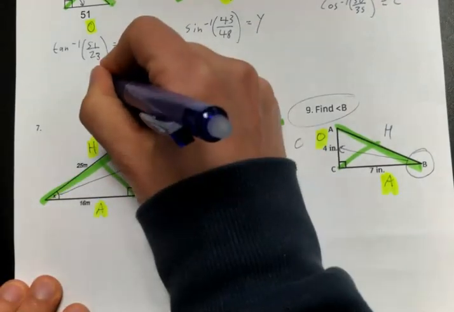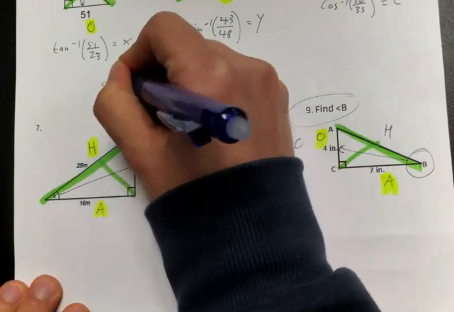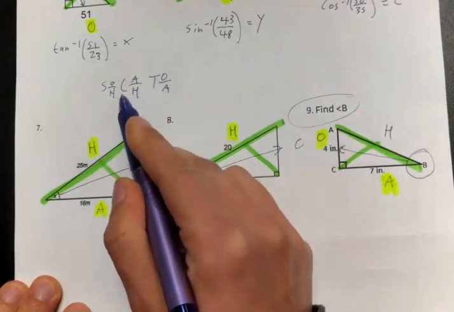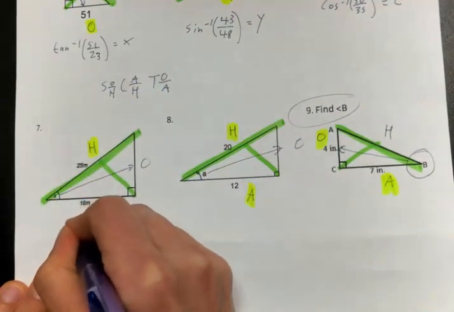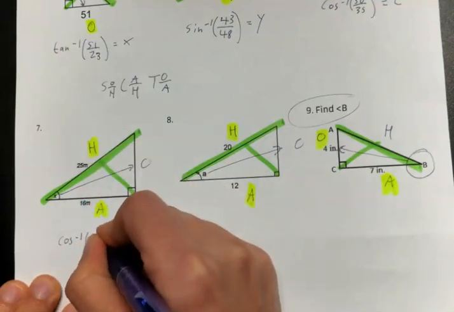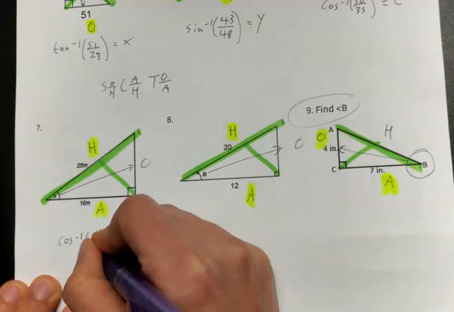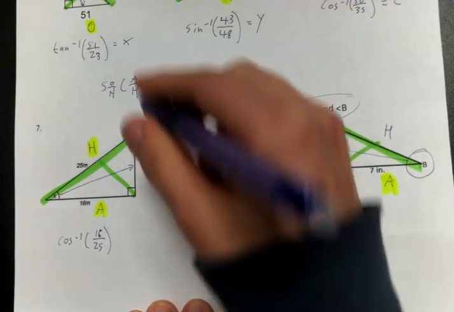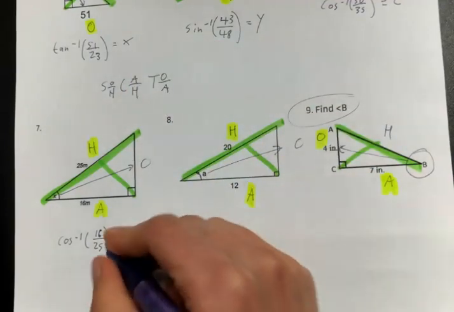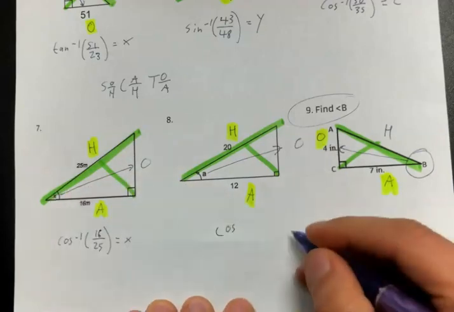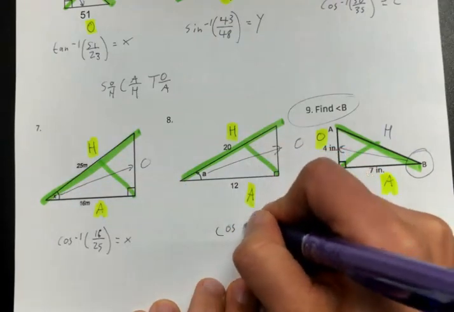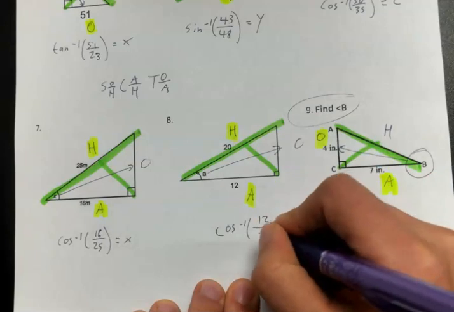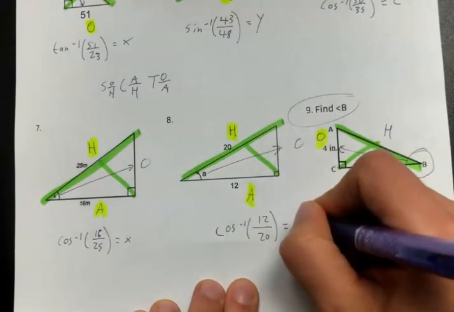A and H. So again, A and H, that goes with my letter C, so that's cosine. A has the 16 and my H has a 25. Again, I have an A and an H, that's my letter C, cosine. So cosine, this is whatever your X is there. Cosine inverse 12 over 20 is equal to my lowercase a.